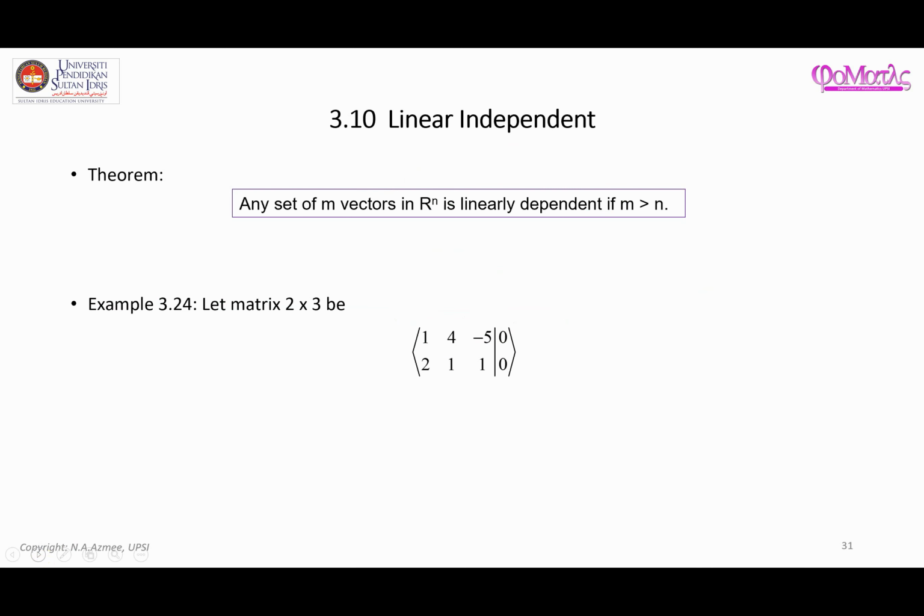Right, so this is another theorem that says if you have a set of m vectors that comes from a vector space of real numbers with n dimension, this set of vectors is linearly dependent if m is greater than n. So m here is the number of vectors that you have in the particular set, and n here is the components, or dimension, of that vector. Okay.